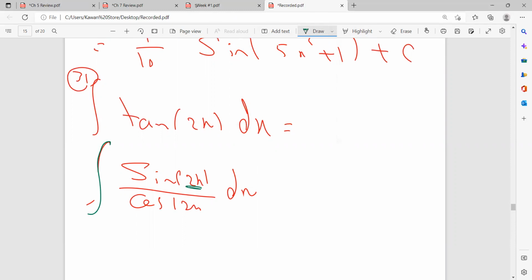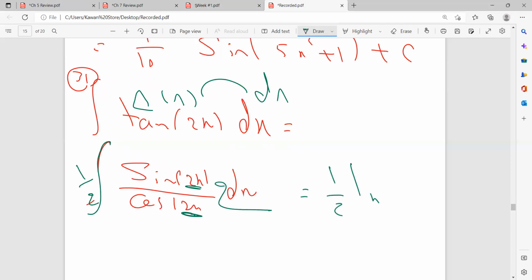So we need the derivative of the angle here. We have trigonometric functions with the angle, and we need the angle. Understood what I say? So that's why we need 2, and we need 1 over 2 here. So I say it is equal to 1 over 2 ln of secant 2x plus c. You got it?